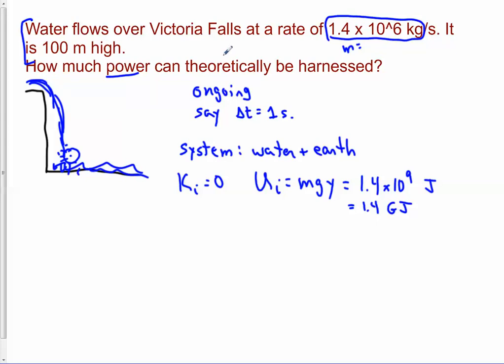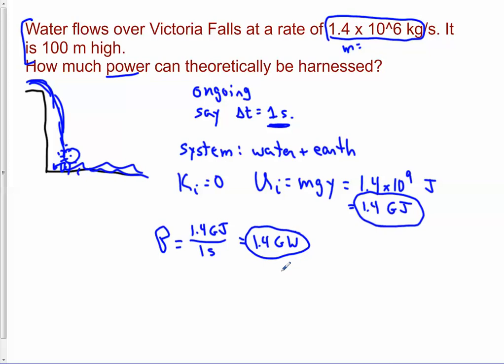Now that's how much energy it has. If all that energy could be harnessed, could turn this wheel and do some useful work, then that's how much energy we have to work with. And remember, this is every second. So the power is 1.4 gigajoules divided by 1 second, so 1.4 gigawatts. 1.4 gigawatts is the power that Victoria Falls could supply.